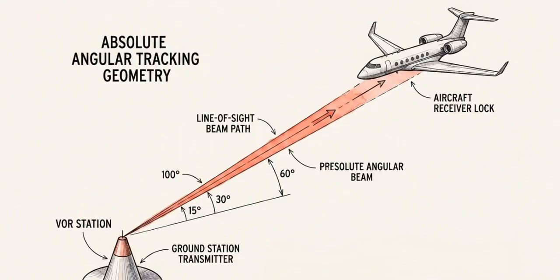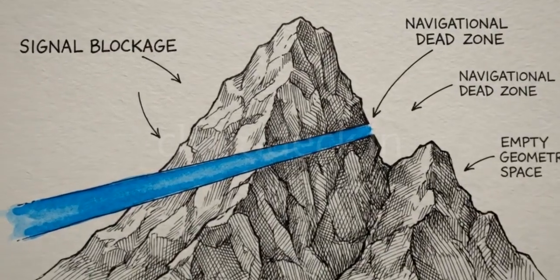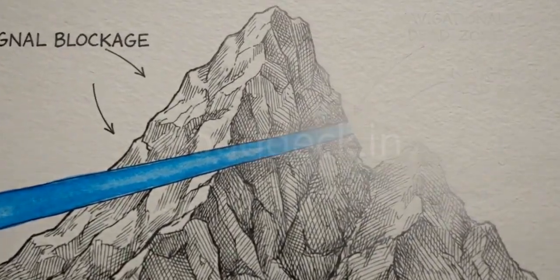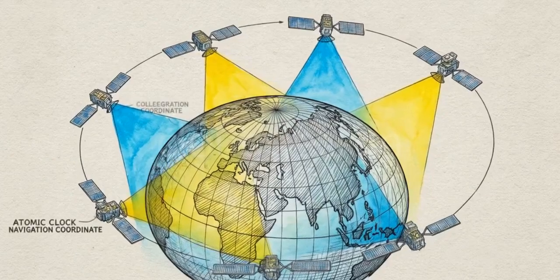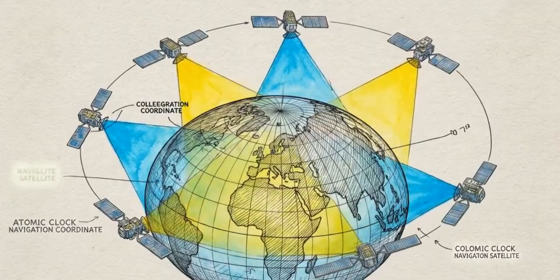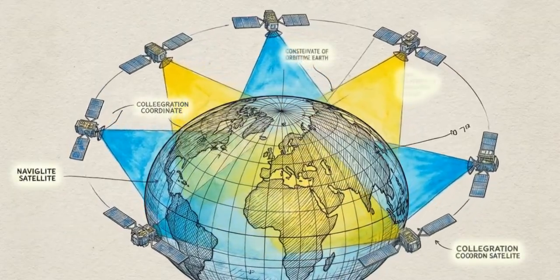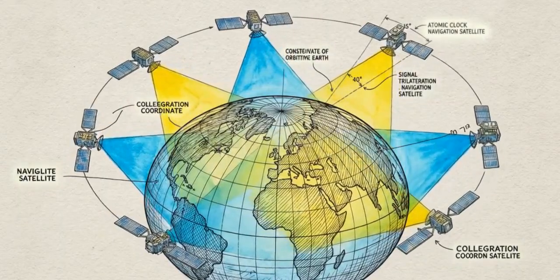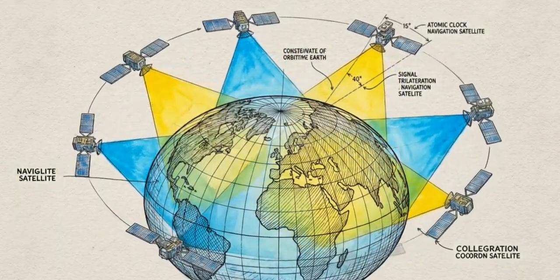VOR provides highly accurate angular tracking, but it operates on very high frequencies, creating navigational dead zones over oceans and behind mountain ranges. To overcome line-of-sight limitations, modern aviation relies on orbital external references, global navigation satellite systems. These systems operate on the principle of trilateration.